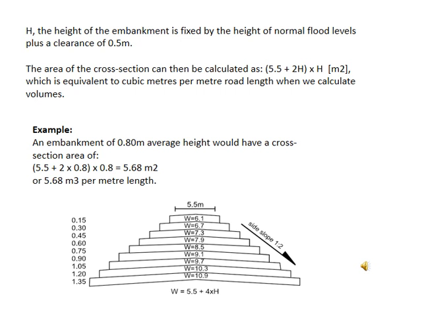So that will be equivalent to cubic meters per meter of road length when we calculate the volume. So in this case, an embankment of 0.8 meter average height will have a cross section area of 5 by (5 plus 2 multiplied by 0.8), and the whole thing multiplied by 0.8. So you get 5 by 6 meter square, or 5 by 6 meter cube per meter length. So this is the way to calculate the embankment.